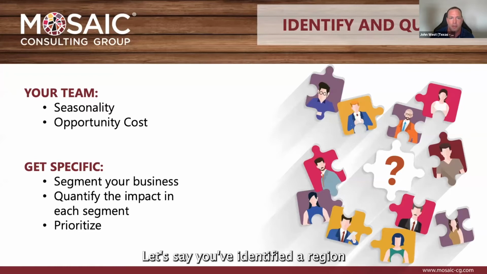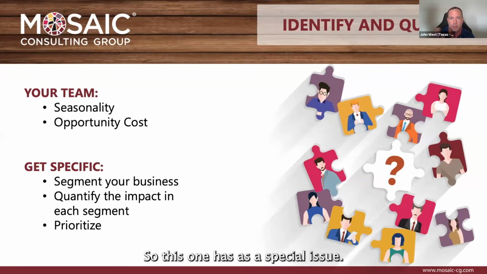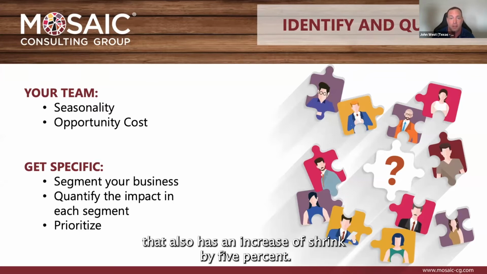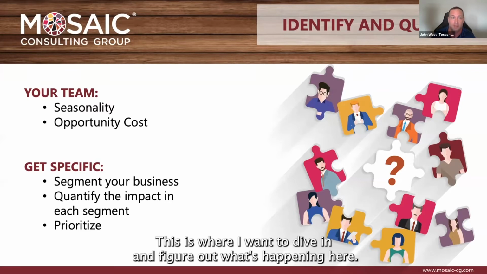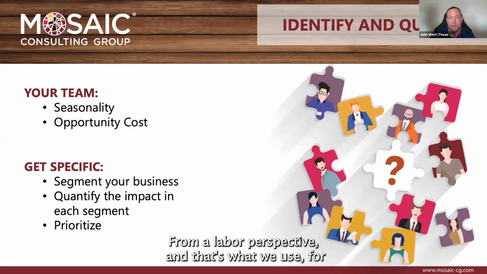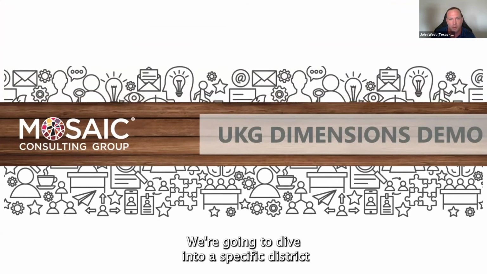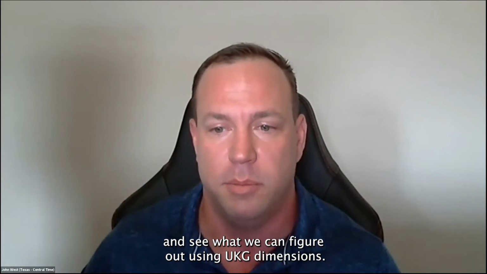Let's say you've identified a region that is below plan by 10% this year, right? Compared to 5% for the other regions. So this one has a special issue, and then you look into that region a little further, and you see that there's a district within that region that also has an increase of shrink by 5%. And that's where you're like, okay, this is my problem. This is where I want to dive in and figure out what's happening here from a labor perspective, and that's what we'll use for our example today. We're going to use a retail store example. We're going to dive into a specific district and see what we can figure out using UKG Dimensions.